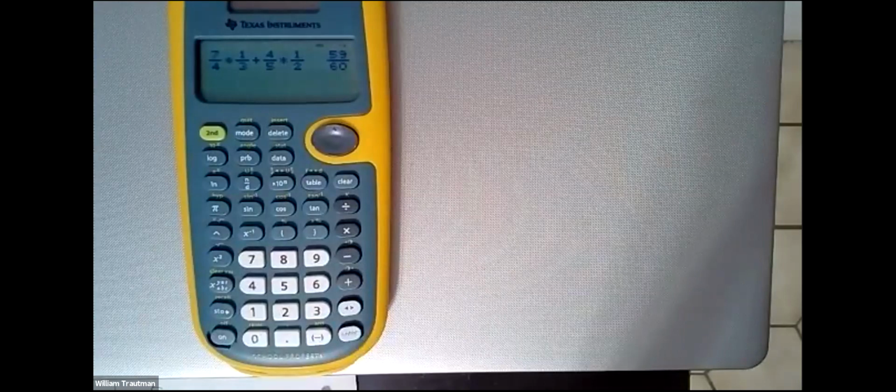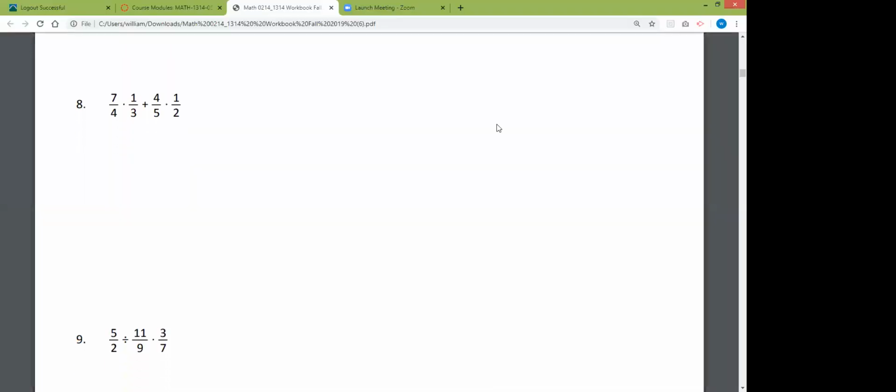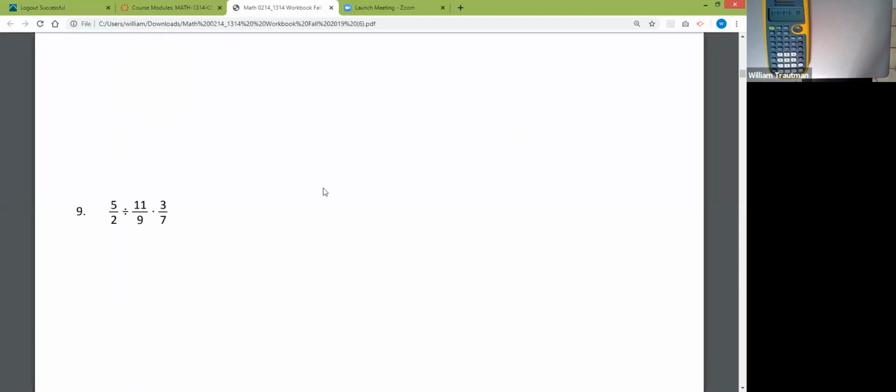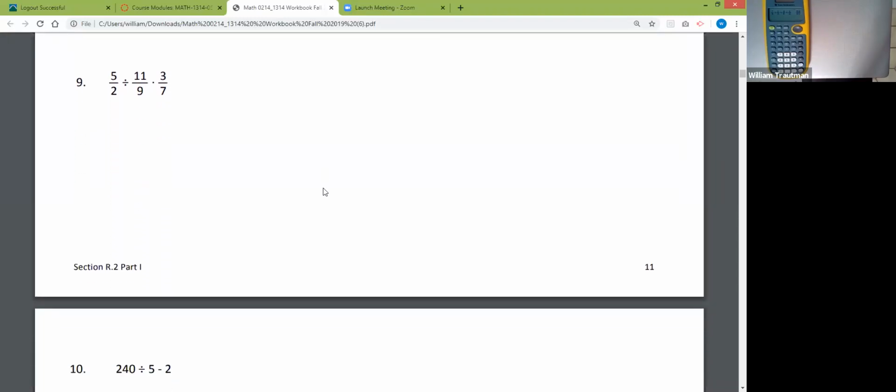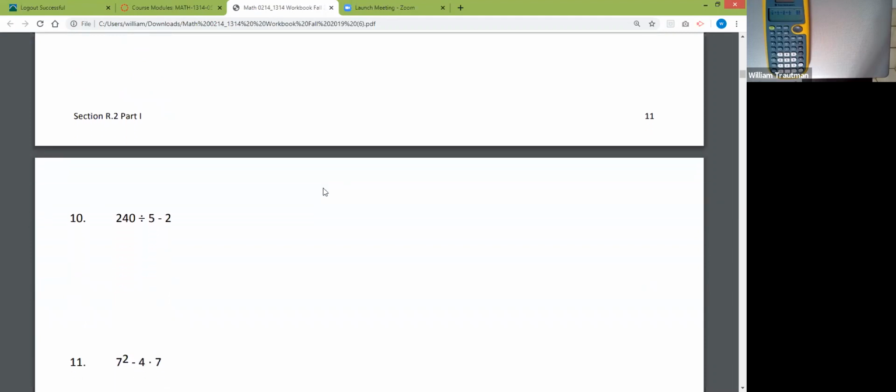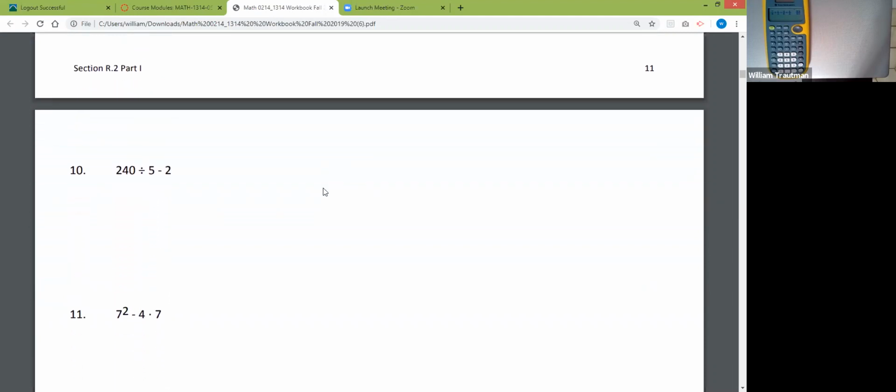Anybody else get 59 over 60? Yes. Good, good, good. All right. So once again, you can try that out. Try this out. Once again, it's going to do the divide before the subtraction.